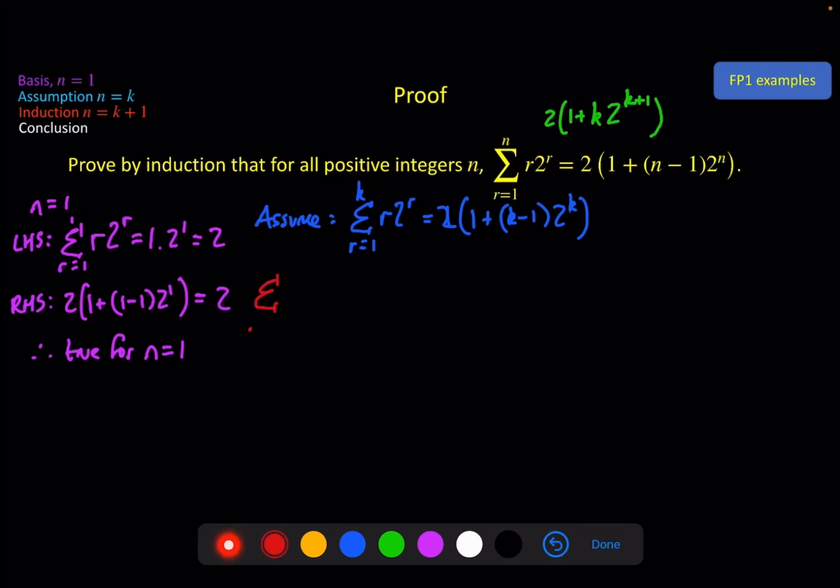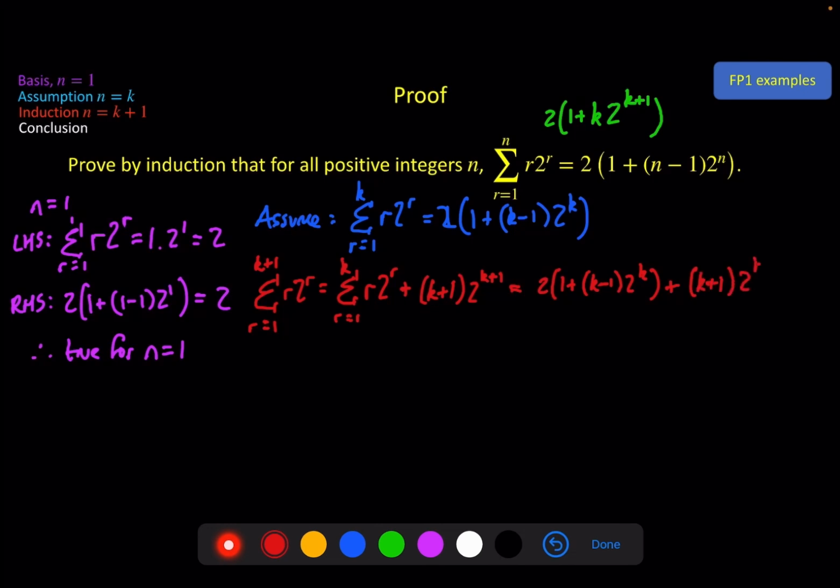So, proving this, the sum from r is equal to 1 to k plus 1 of r 2 to the r is equal to the sum from r is equal to 1 to k of r 2 to the r plus the k plus 1 term, so that's k plus 1 times 2 to the k plus 1. Using my assumption, I've got 2, 1 plus k minus 1, 2 to the k, plus the k plus 1 term. And in this case, I'm just going to expand everything out and hope that it simplifies to something like this.